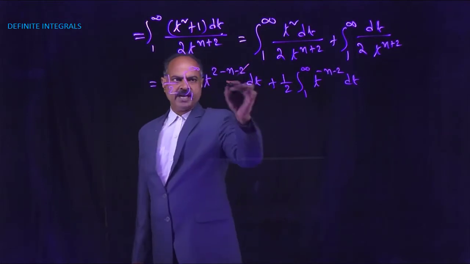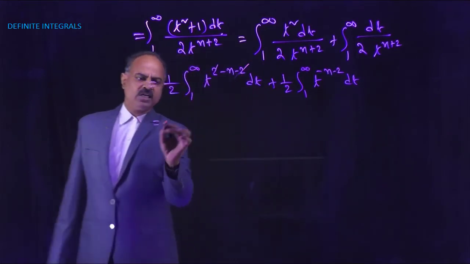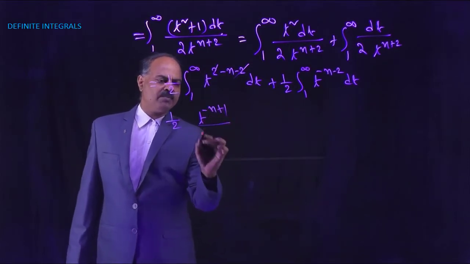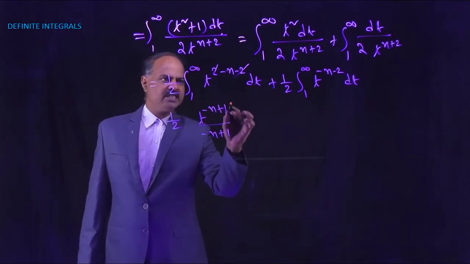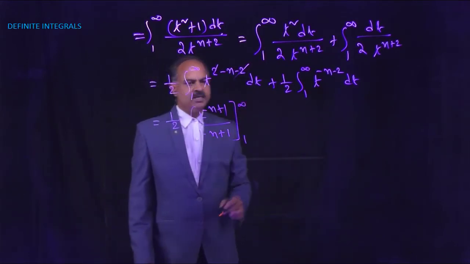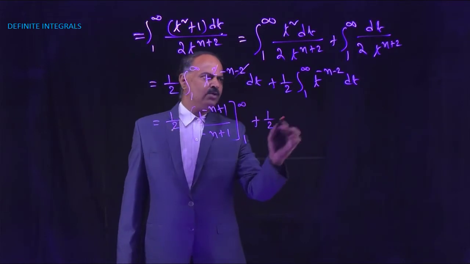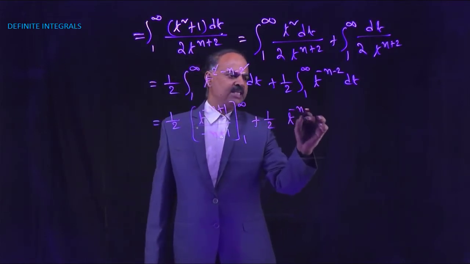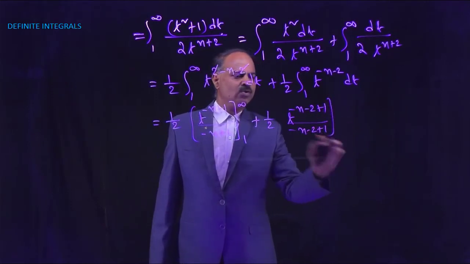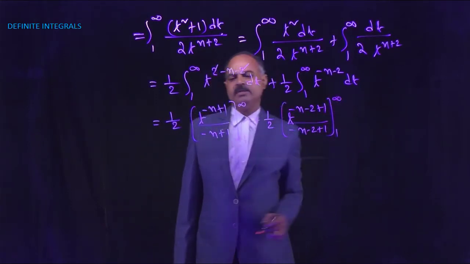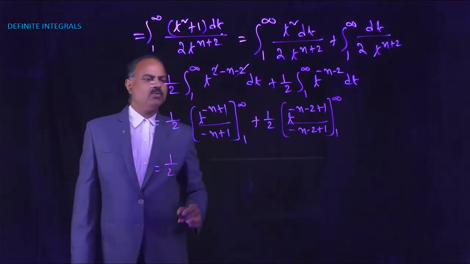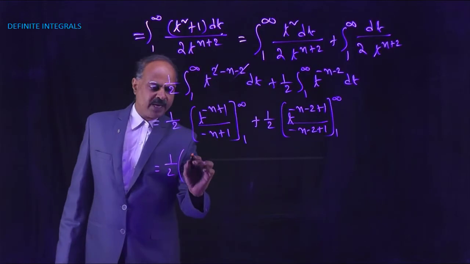Now here the minus 2 and plus 2 get cancelled, so that is equal to 1 by 2 into t to the power minus n plus 1 by minus n plus 1, with limits 1 to infinity, plus 1 by 2 into t to the power minus n minus 2 plus 1 by minus n minus 2 plus 1, with limits 1 to infinity.